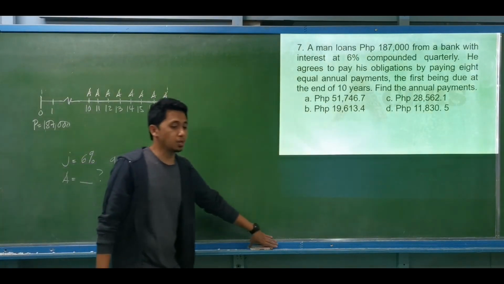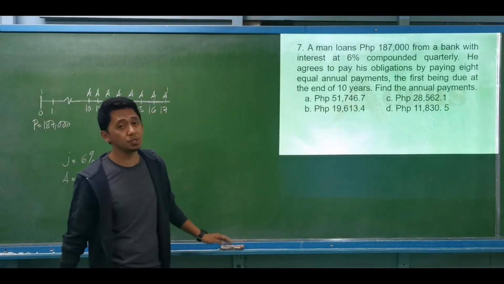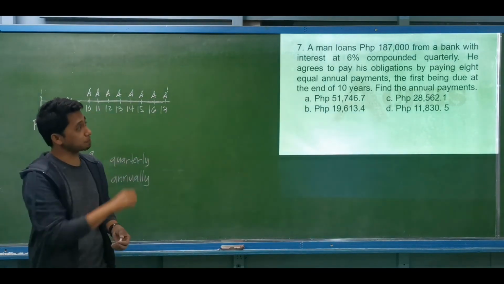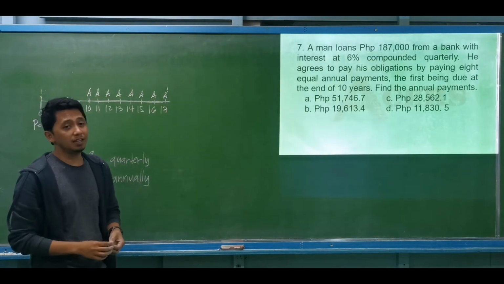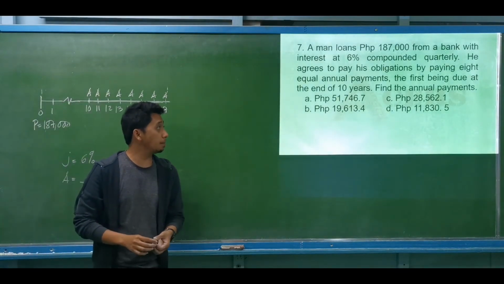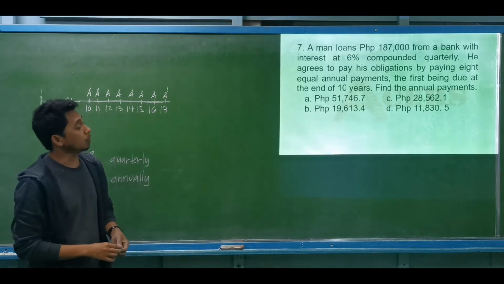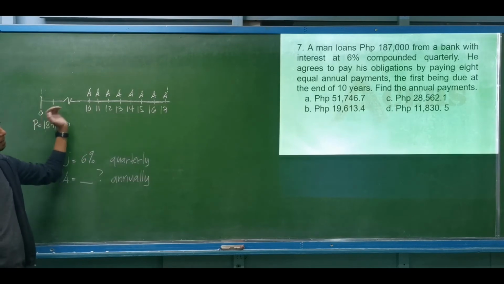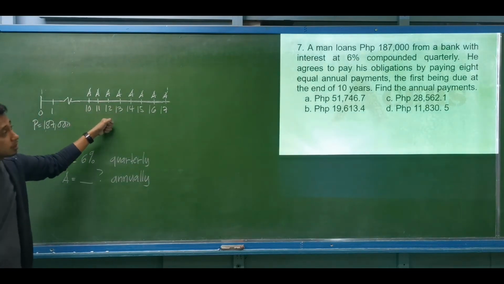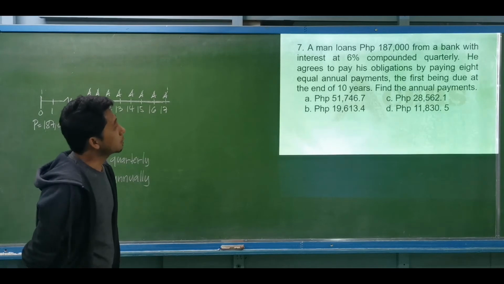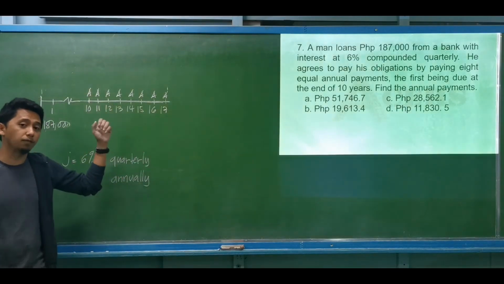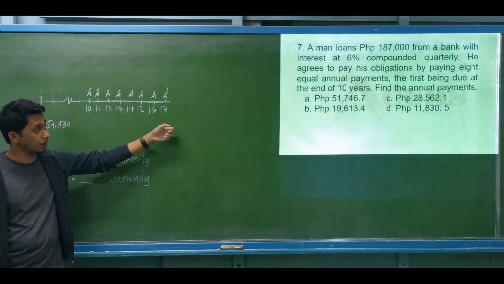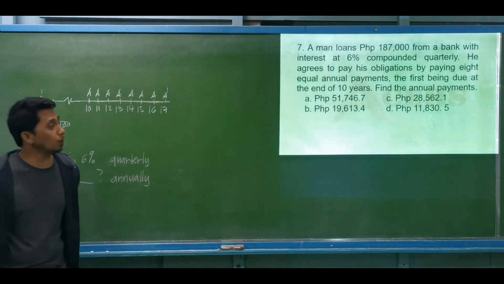Proceed to our next example. A man loans 187,000 pesos from a bank with interest at 6% compounded quarterly. He agrees to pay his obligations by paying 8 equal annual payments, the first being due at the end of 10 years. As you can see, the first being due at the end of 10 years, this is an example of a deferred annuity, which means payments are done on later years. So find the annual payments.